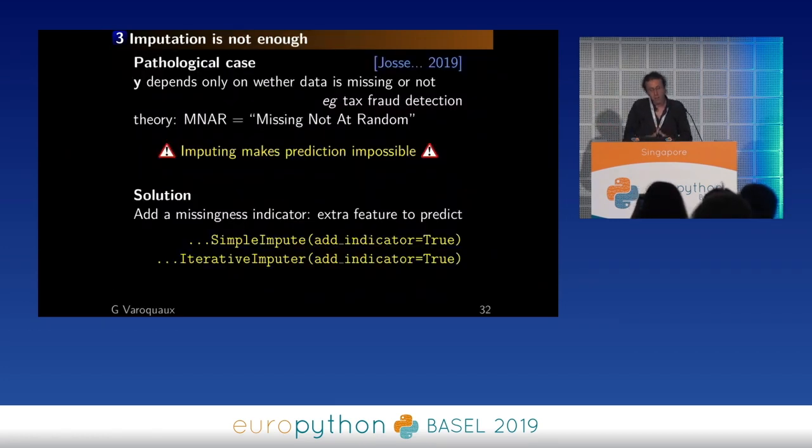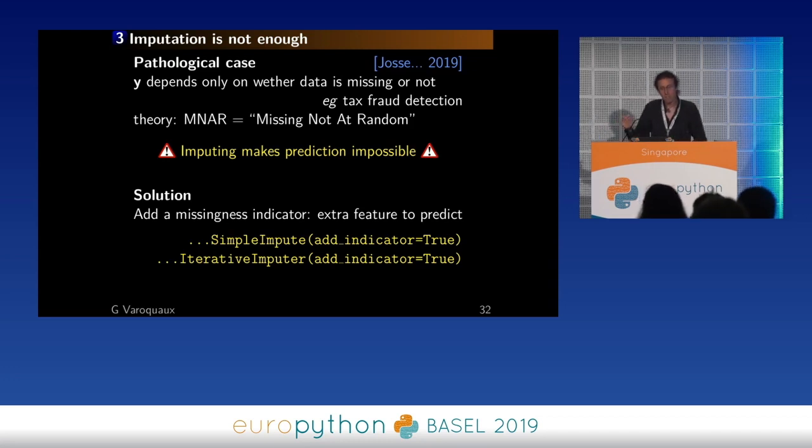Now, imputation may not be enough, and here's a pathological example. What I'm trying to predict depends only on whether the data is missing or not. Suppose I'm trying to predict fraud, and the only signal about fraud is that people have not filled in some information. This falls into the missing not at random situations, and in such a situation, imputing makes the prediction impossible. If I impute, I'm losing this information, and I can't predict anymore.